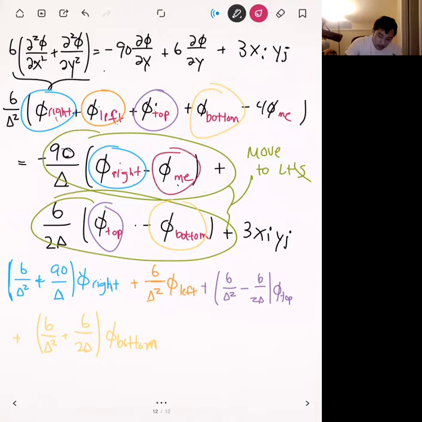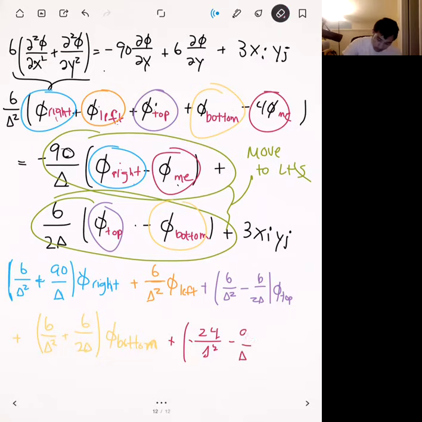Then we have phi me, which is this guy right here. This is going to be a minus 24 all over delta squared, minus 90 over delta, times phi me. And this is all equal to 3 x_i y_j.